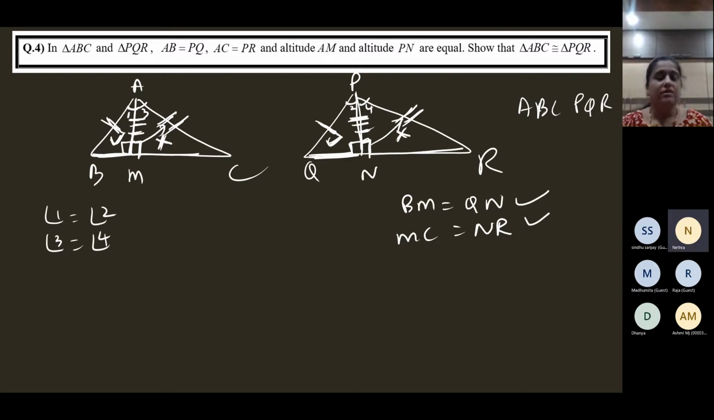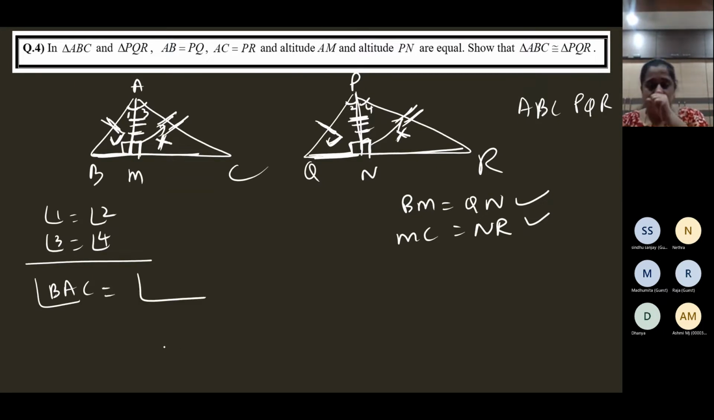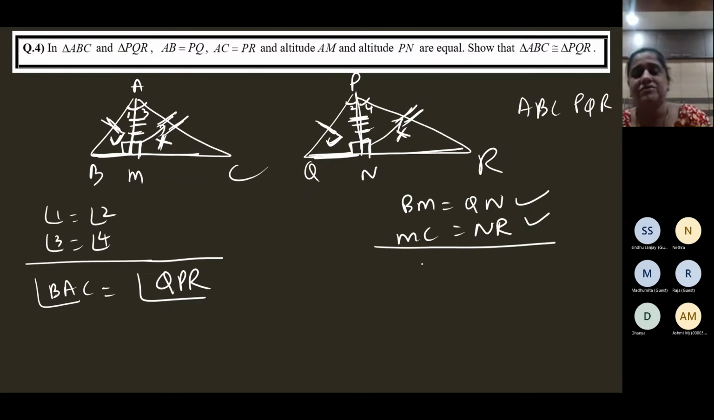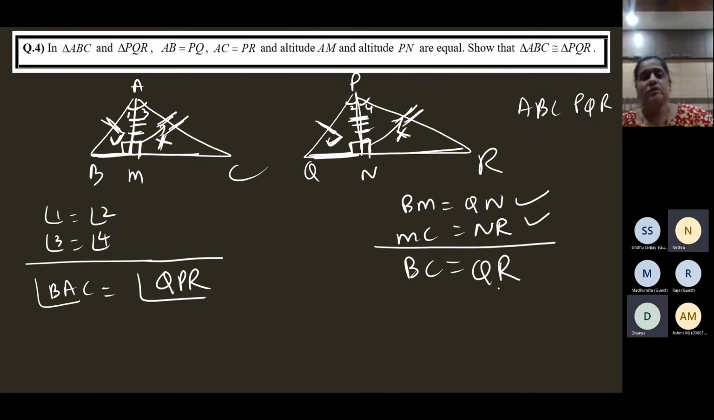Yes, ma'am. Very good. Now, when you add these two results, what do you get? What is 1 plus 3? Angle BAC. What is 2 plus 4? Angle QPR, ma'am. What is BM plus MC? BC, ma'am. What is QN plus NR? QR.